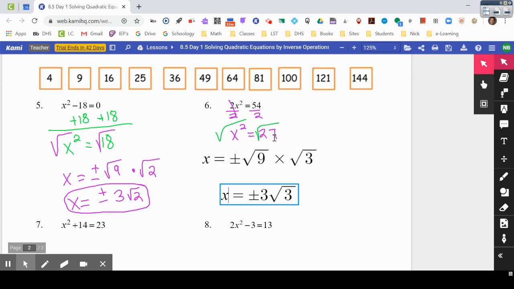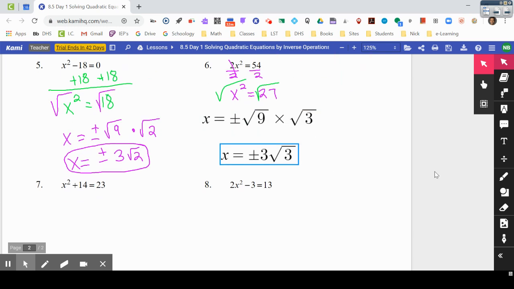But this is the work that I'm looking for, right? I need to see that you break down the square root of 27 into the square root of 9 times the square root of 3. And then I need to see that the square root of 9 simplifies to 3, and this rad 3 stays as a rad 3.